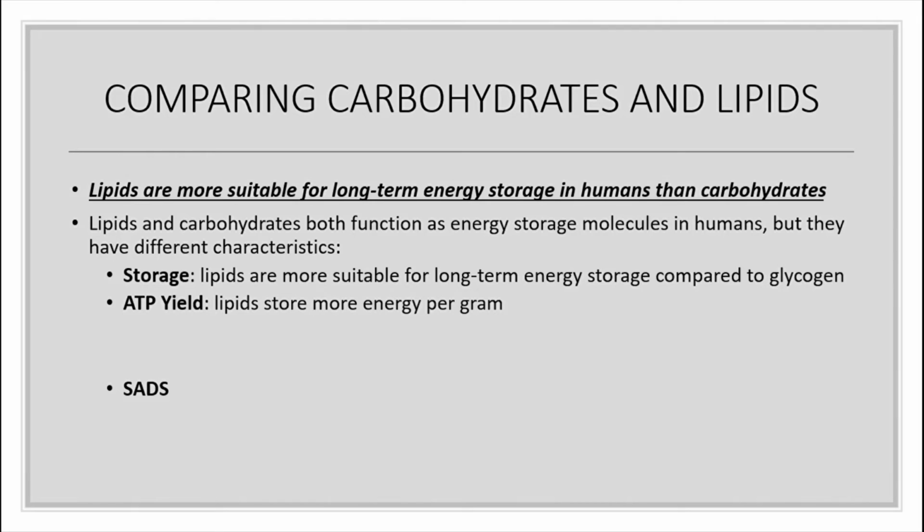The A in SADS stands for ATP yield. Lipids actually store more energy per gram than carbohydrates. And this may lead you to wonder, okay, if lipids can give us more energy when we metabolize them, why don't we use them first before glucose and glycogen? Well, this is because of the next 2 points. Carbohydrates are easier to digest and use than lipids. That's the reason why lipids are used for long-term energy storage, whereas glucose, even though it gives a lower ATP yield, is used first because glucose is easier to digest and to use.